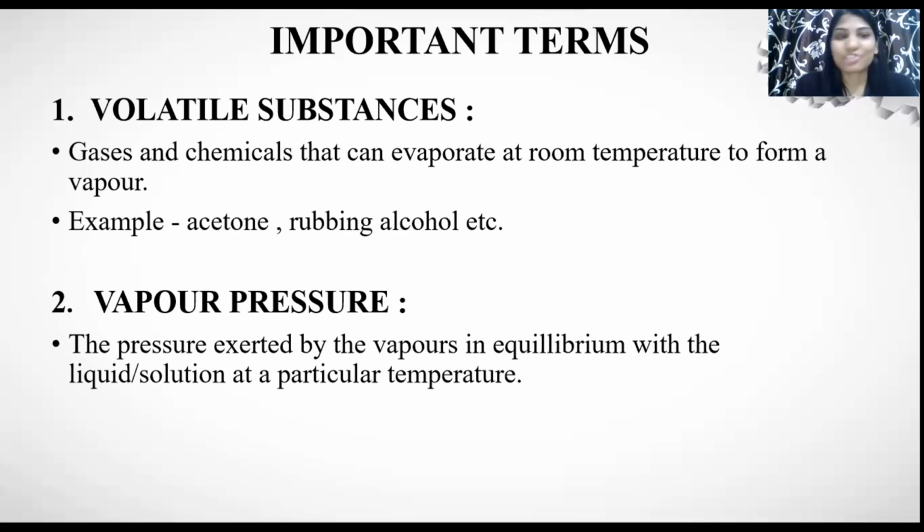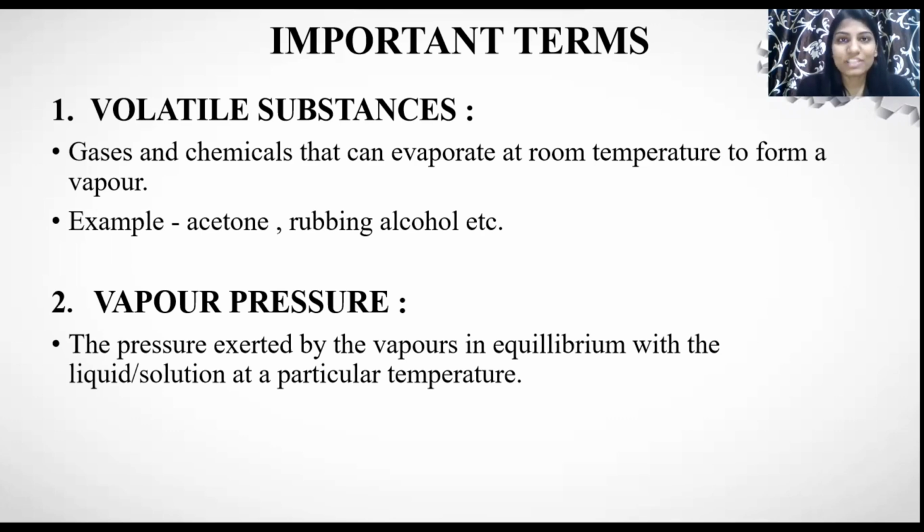First one is volatile substances. Now, what are volatile substances? Gases and chemicals that can evaporate at room temperature to form a vapor. You all must be aware of nail polish remover, acetone, rubbing alcohol. All these are volatile substances.